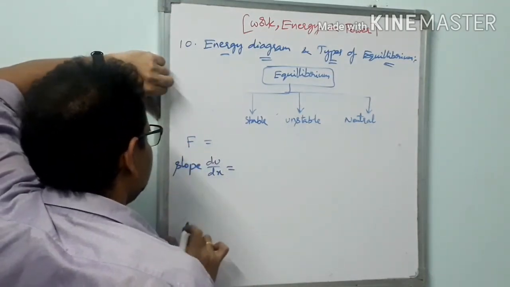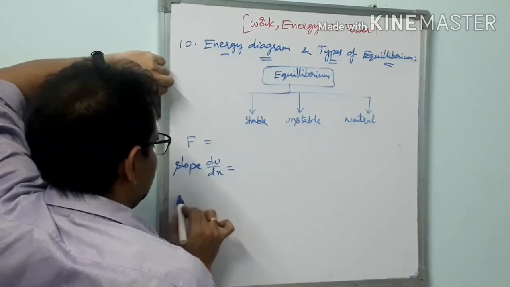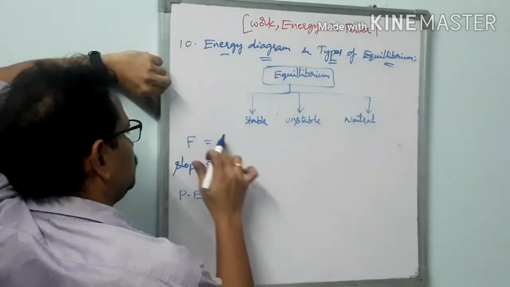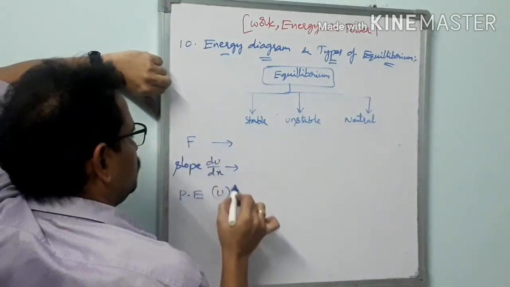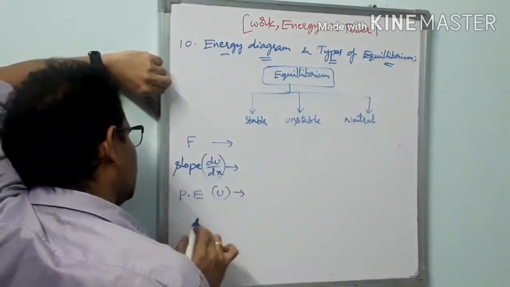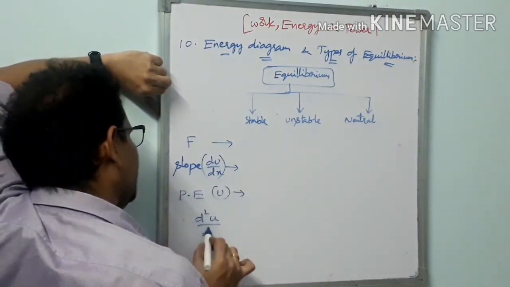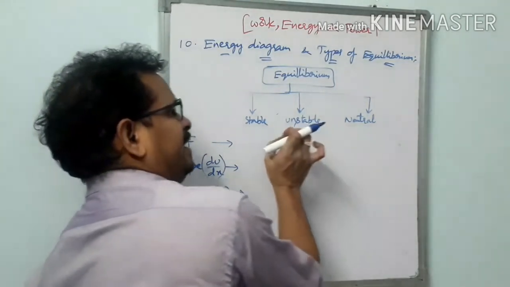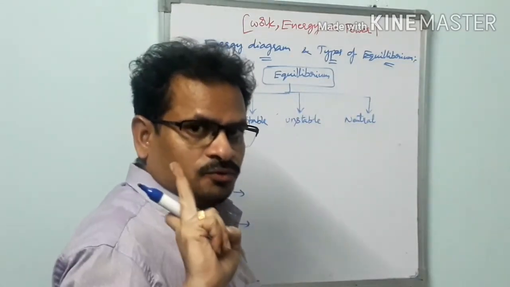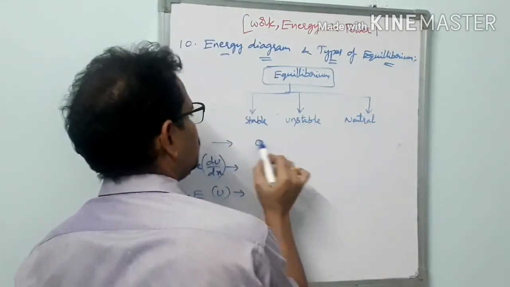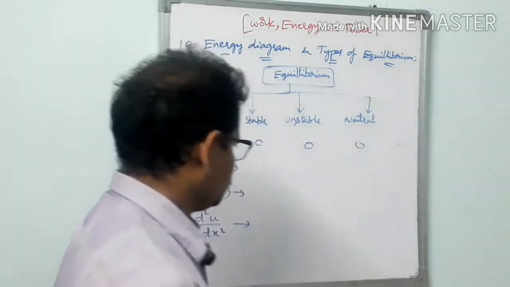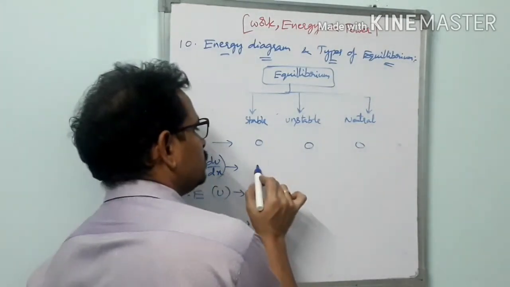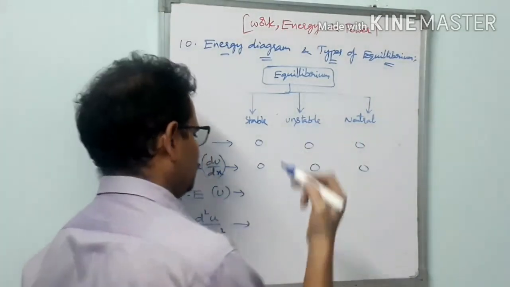One is force, the other one is slope dU by dx. Next one is potential energy U. And next one d square U by dx square. So what about these things here? Let it be any type of equilibrium, force must be 0. So F is 0 here, 0 here, 0 here. For any type of equilibrium, this slope dU by dx is also 0, 0, 0.